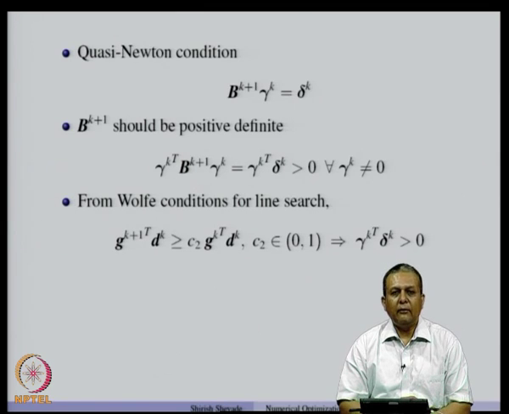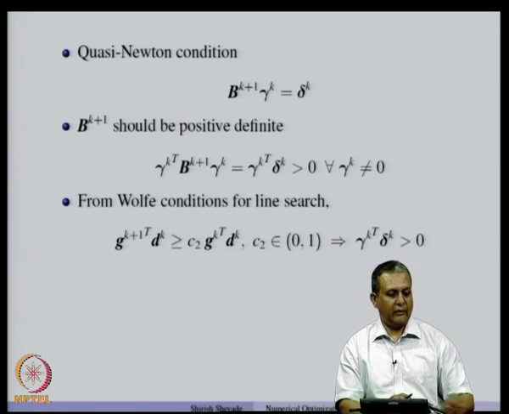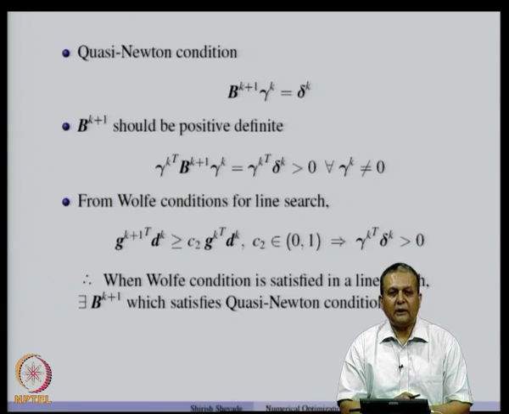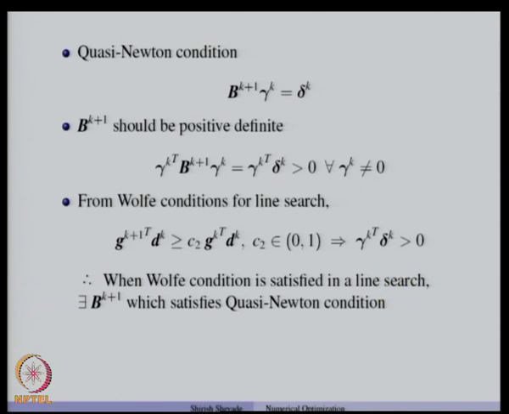So, if we make sure that Wolff conditions for line search are satisfied, then we ensure that gamma k transpose delta k is greater than 0, and gamma k transpose delta k greater than 0 essentially means that the Bk plus 1 matrix will be a positive definite matrix. Therefore, when Wolff condition is satisfied in a line search, there exists a Bk plus 1 which satisfies quasi-Newton condition.